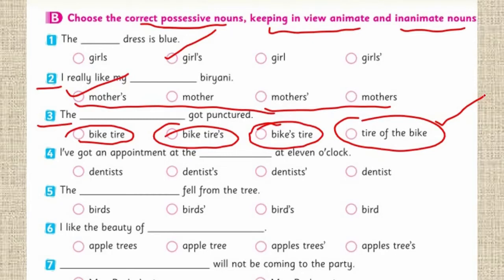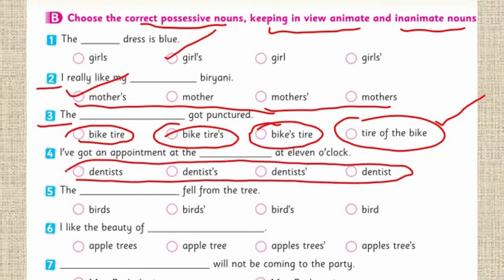Look at the fourth one. I have got an appointment at the 11 o'clock. Here the dentist option is an animate noun, the living being. So what we will choose? Yes, this is the right option here, because here he got an appointment at one dentist's clinic. He has to go to one dentist here. So the dentist is a singular noun with apostrophe and s here.